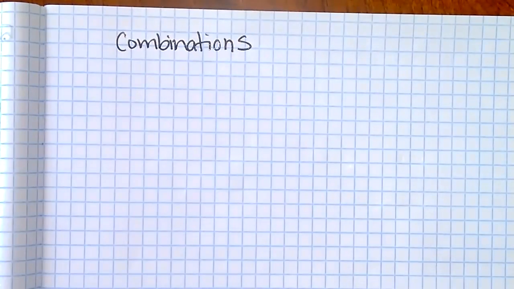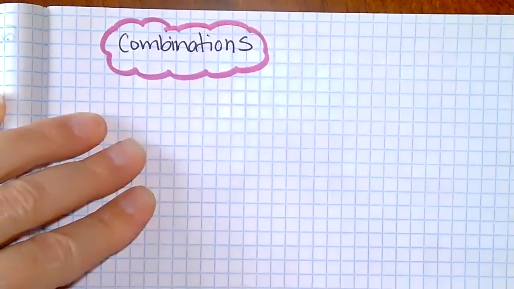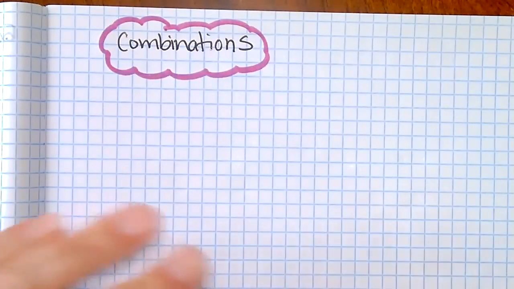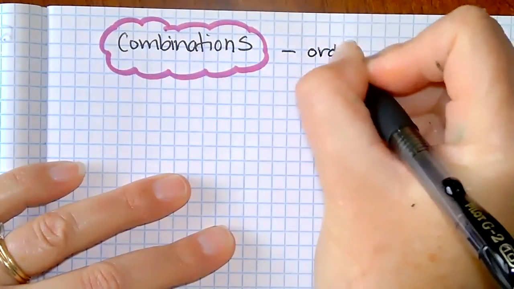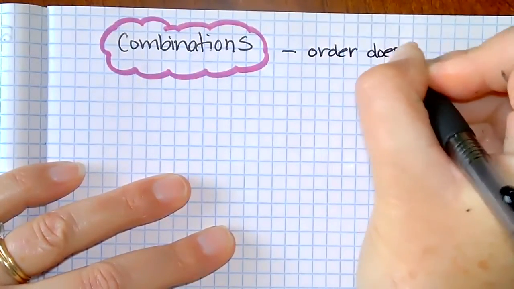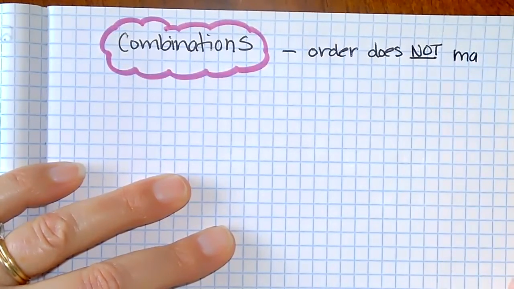Now, the other day we learned about permutations, where order matters and there's no repetition. Today we're going to be talking about combinations, where order does not matter and there's no repetition.